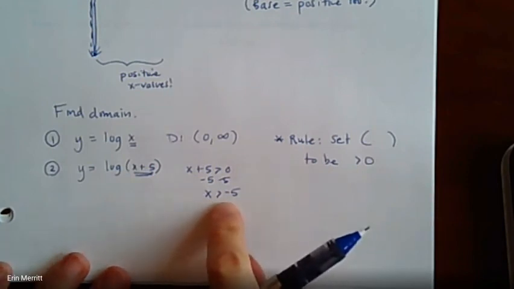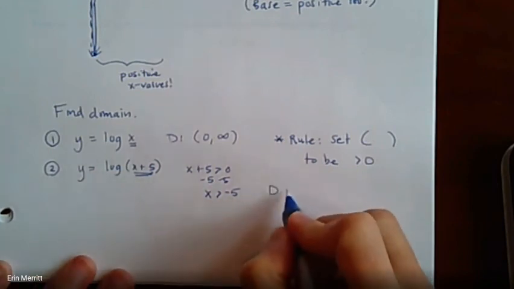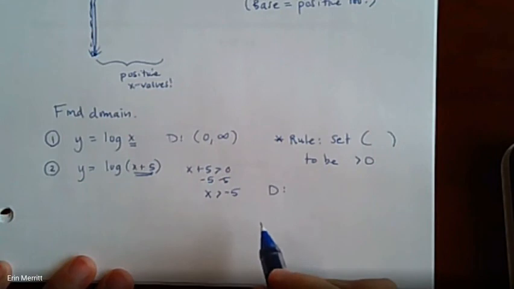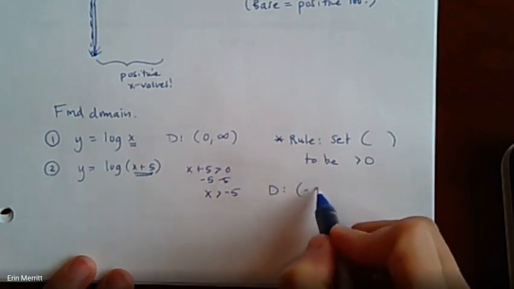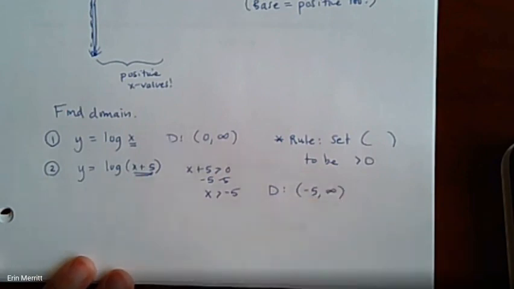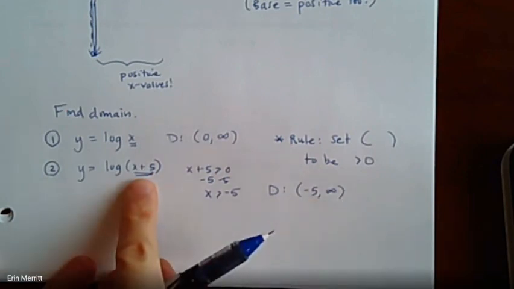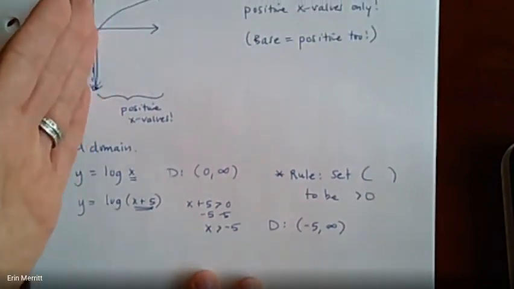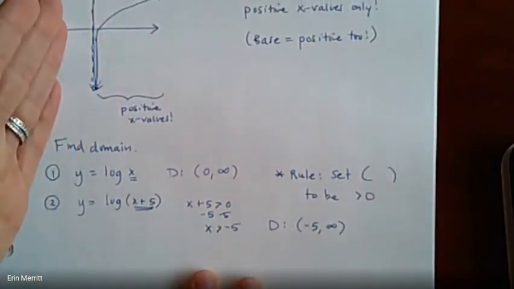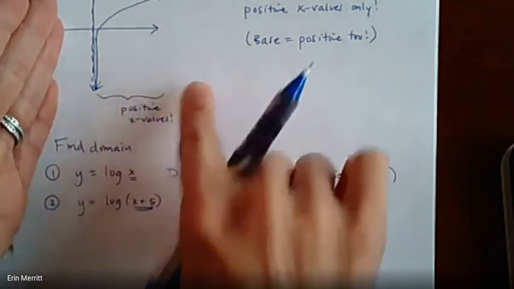That would be your domain in inequality form. If you want to write the domain in interval notation, then we would just say it goes from -5 to infinity. Because think about what that is. You're shifting the graph left 5. So if I take this graph and I shift it left 5, it's going to exist everywhere from -5 on to infinity.